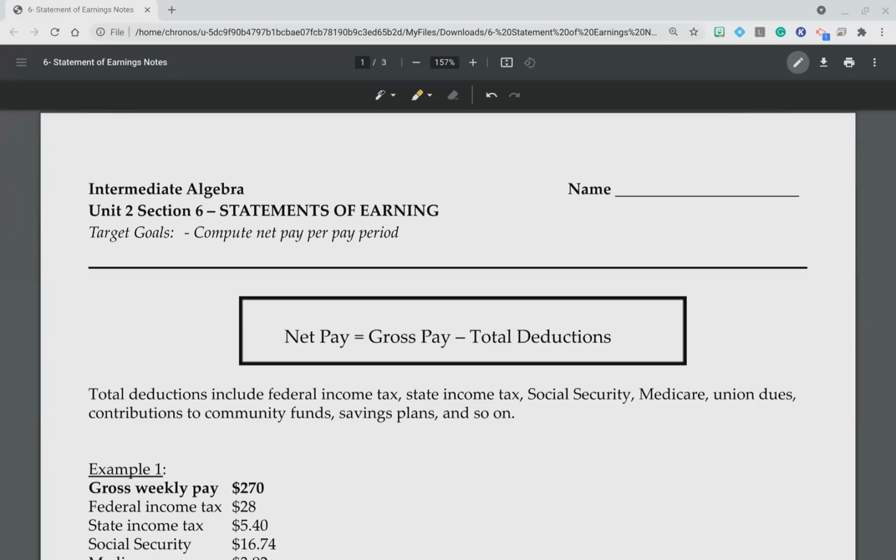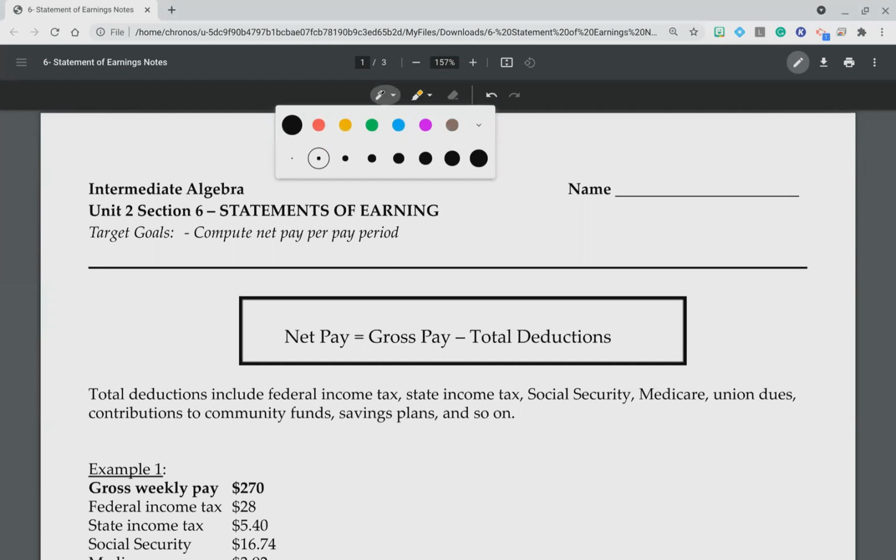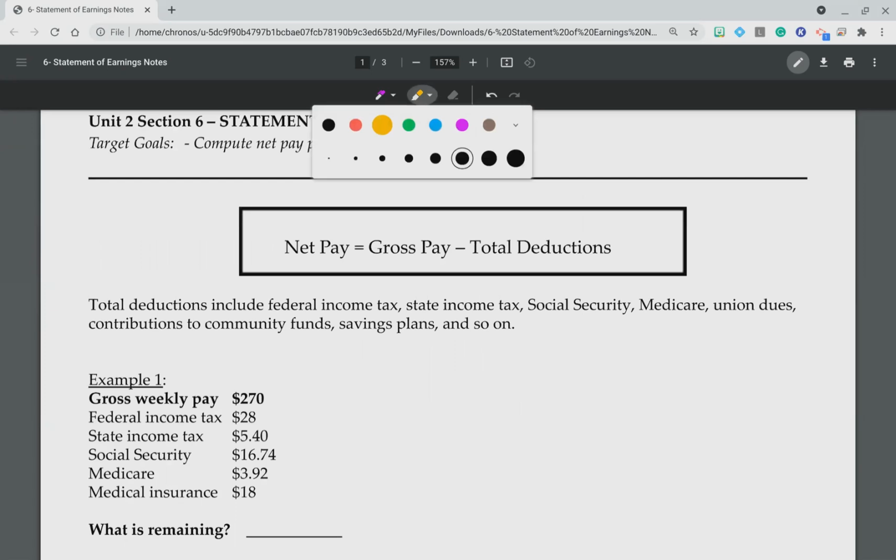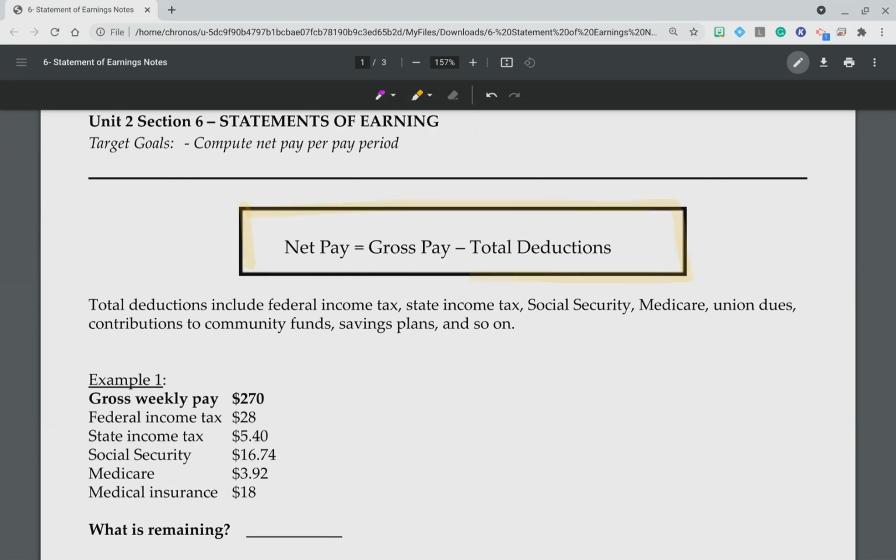So today we are doing statement of earnings. This is basically just putting everything together and finding out, okay, if I have this many deductions from my paycheck, then how much am I getting paid at the end of the day? Okay, so pretty simple formula. To find your net pay, you're going to take your gross pay, which is the amount of money you get before taxes are taken out, and then you're going to subtract how many taxes are taken out, and what's remaining is how much money is actually going to go into your pocket.